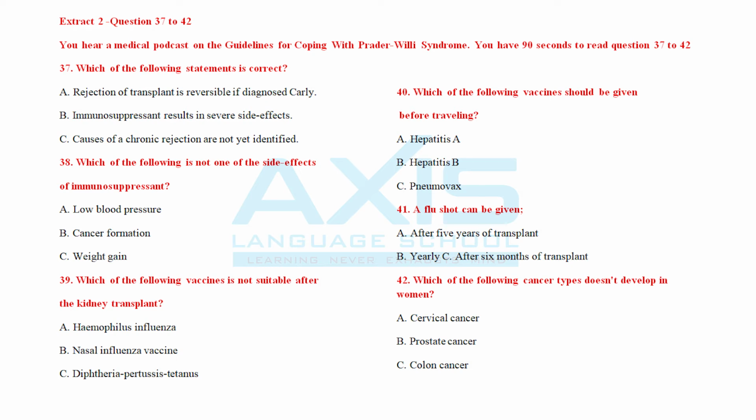Hepatitis B is safe before transplant. Hepatitis A should be given before traveling. Pneumovax, a single booster after 5 years of transplant. Influenza types A and B yearly. Inactivated polio. Meningococcus. Typhoid.